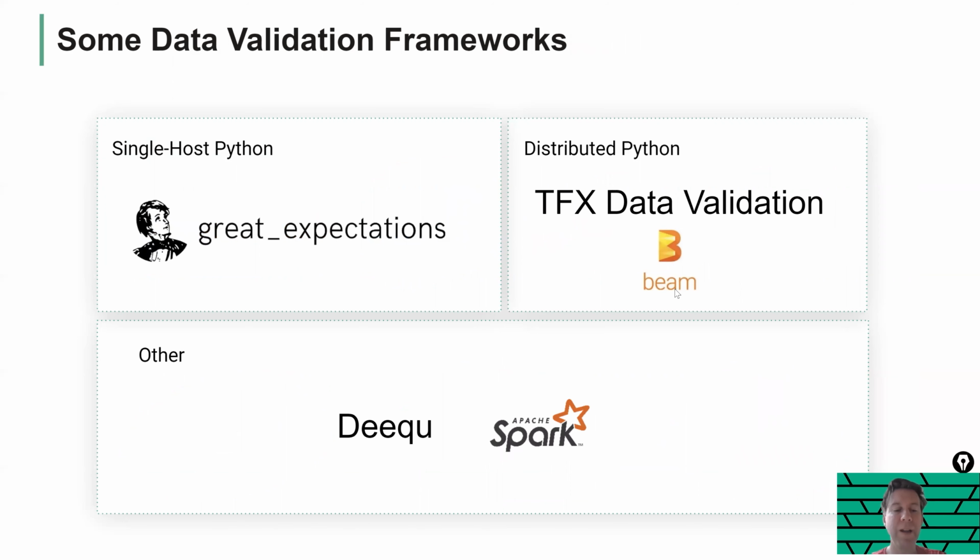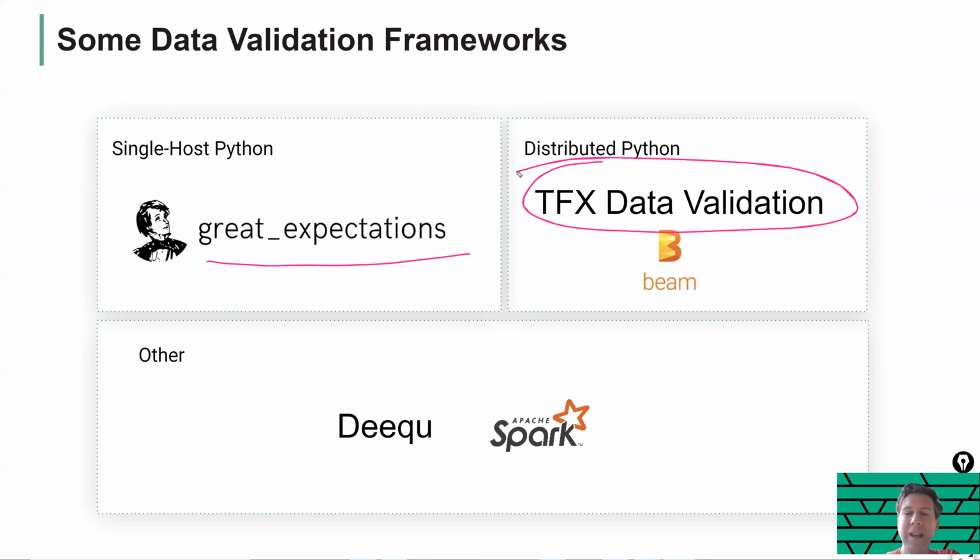So data validation is a newer area, and you won't find as many frameworks. There's a really nice framework for single host Python applications called Great Expectations. You can use it in PySpark, but it's not natively designed to work with the Python or PySpark data frames as of today, as far as I'm aware. You can work with TensorFlow Extended on Beam, and it has a data validation library, which is quite nice. And there's a gap here, actually.